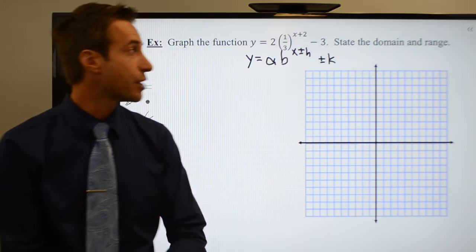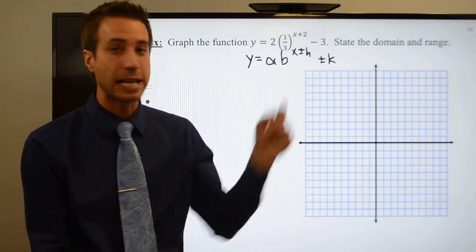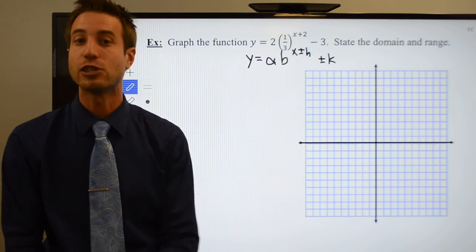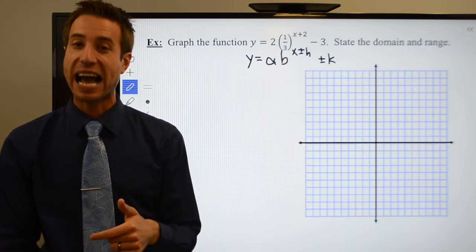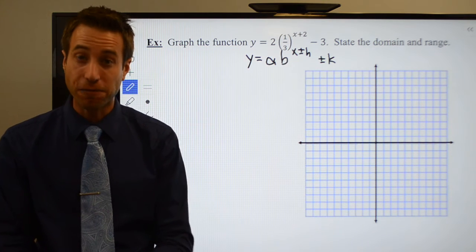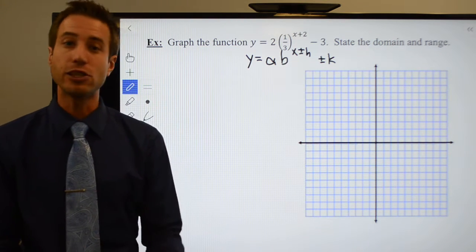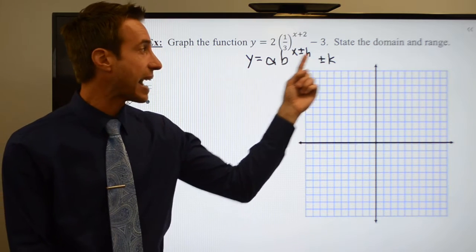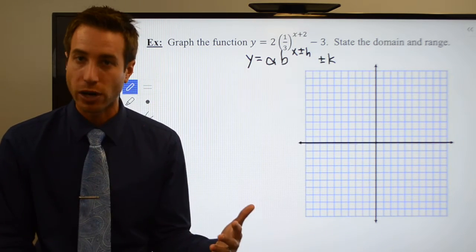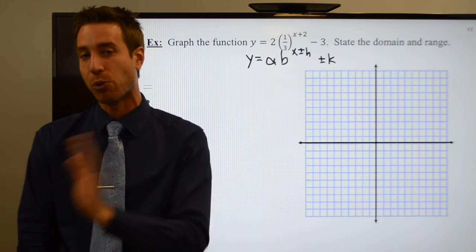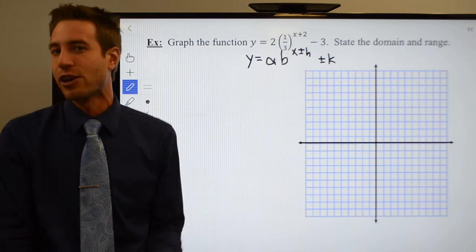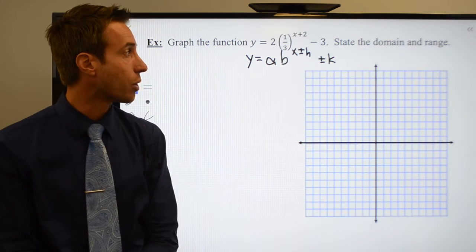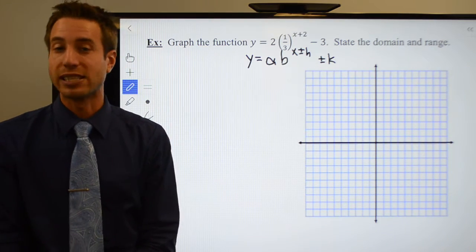Now, a couple of things that I noticed. First of all, I noticed that my b is a fraction. In this case, it's 1/3, which means I have an exponential decay function, but it doesn't change where the a, the h, and the k are. Those are all going to wind up being in the same places they were for exponential growth. It's just I know I have exponential decay since my b is a 1/3. All right, well, let's go ahead and take a look and see what we've got here.